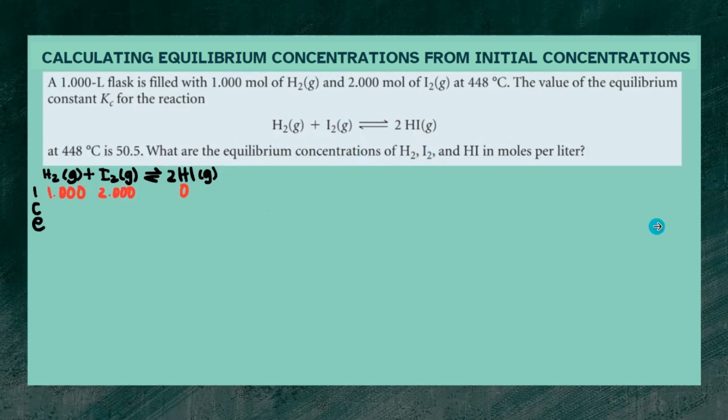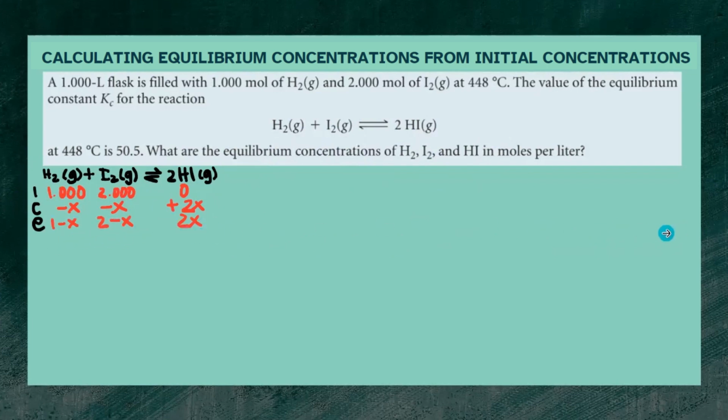for hydrogen iodide. Then for the changes, we have negative x for the reactants, then plus 2x for the product, since we have to take note that the stoichiometric coefficient for the product is 2, so we just have to add 2. And we need to remember that the reactants are consumed, so we are producing the product. So for the equilibrium state, we have 1 minus x, 2 minus x, then 2x.